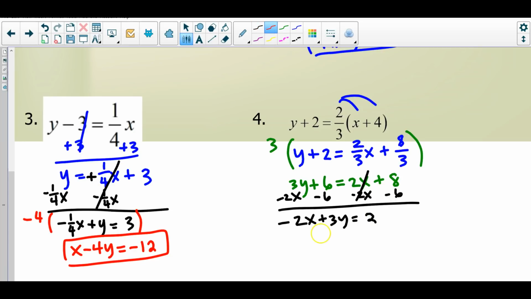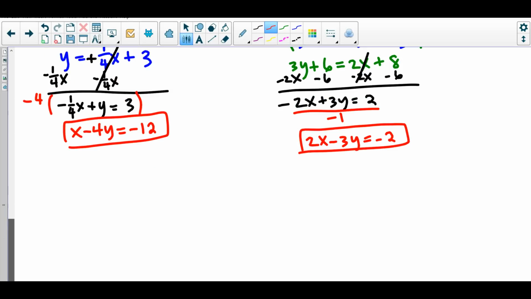I just have one last step because my a value is negative, so I'm going to divide the entire equation by negative 1. And again, I could go back and double check all of these using my Desmos calculator.